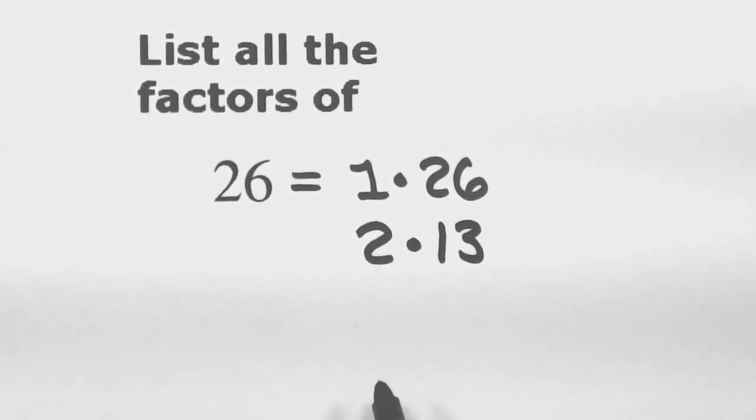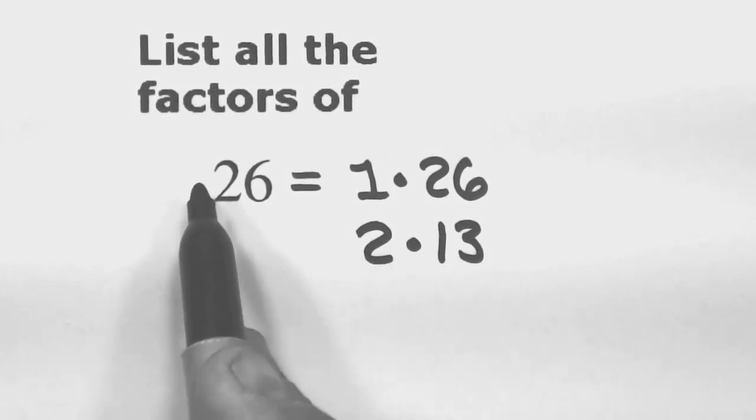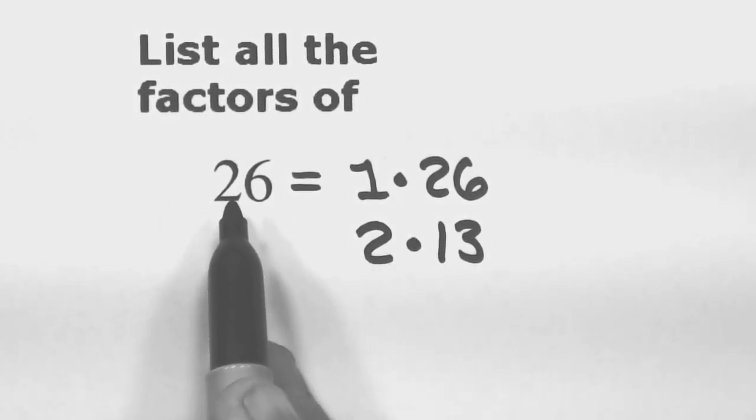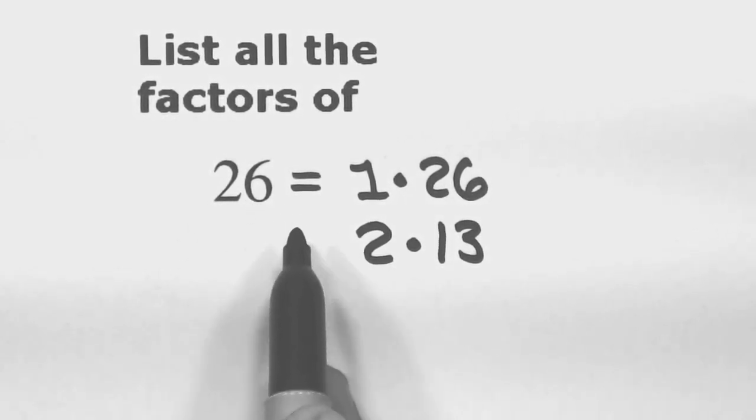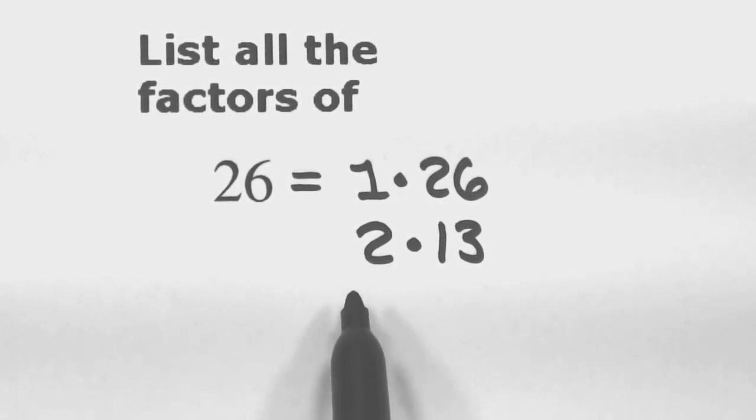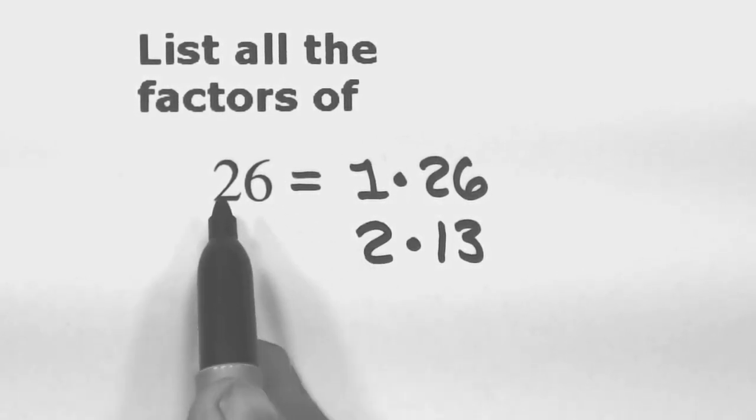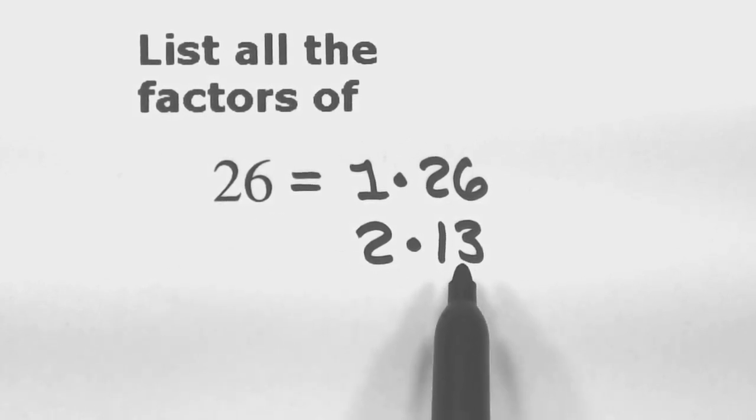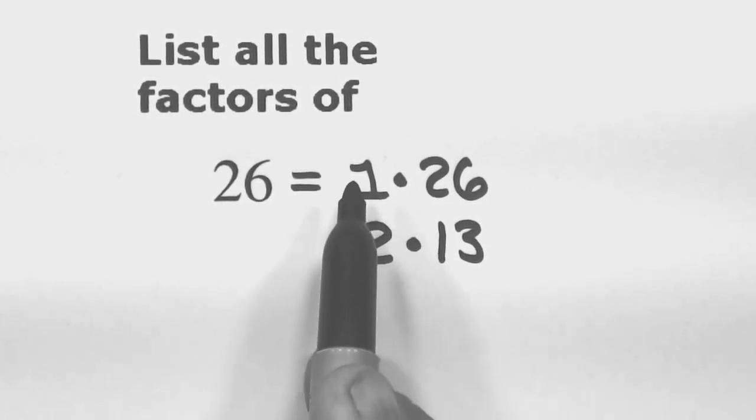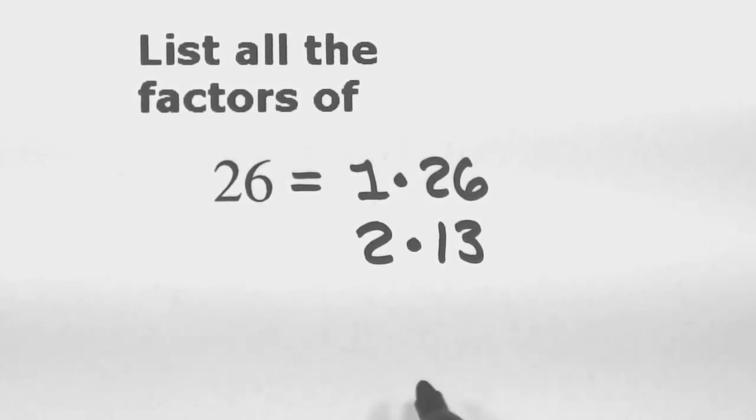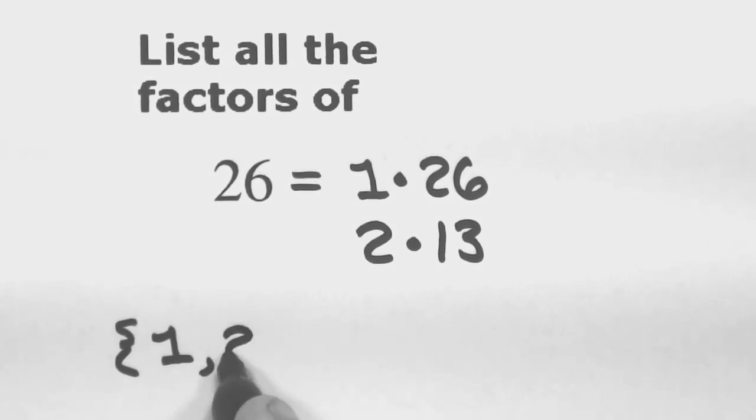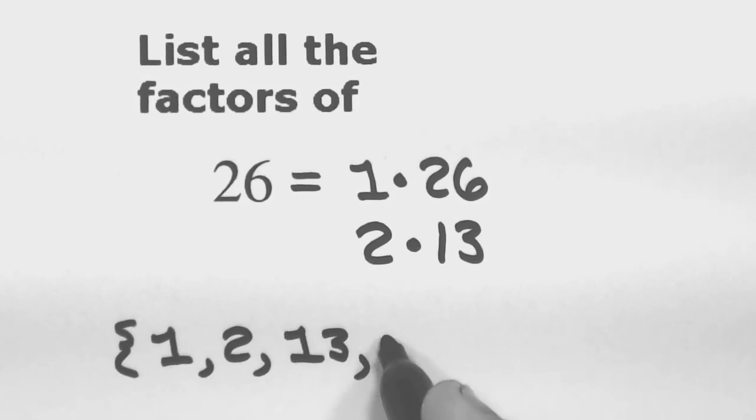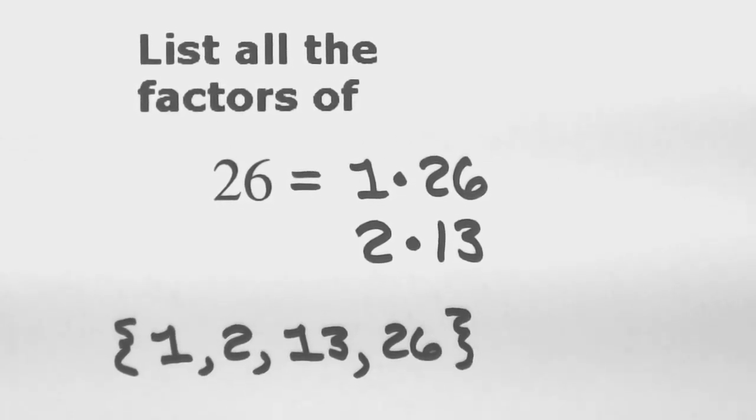But after this, I don't think we're going to find much that works, because 3 won't go in, 4 won't, 5 won't, 6 won't, 7 or 8 or 9 or 10 or 11 or 12. 13 will, but guess what? We've already got 13 here. So the factors of 26, the regular factors, are a much smaller list here. Only 1, 2, 13, and 26. These are the only factors of 26.